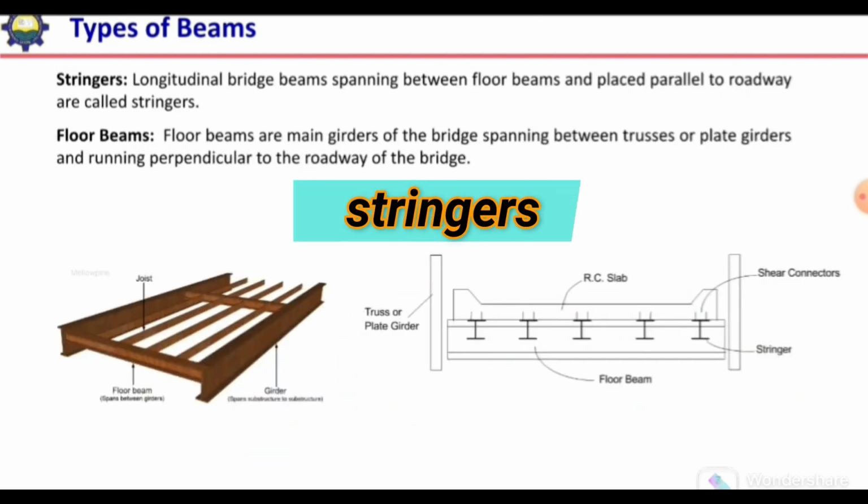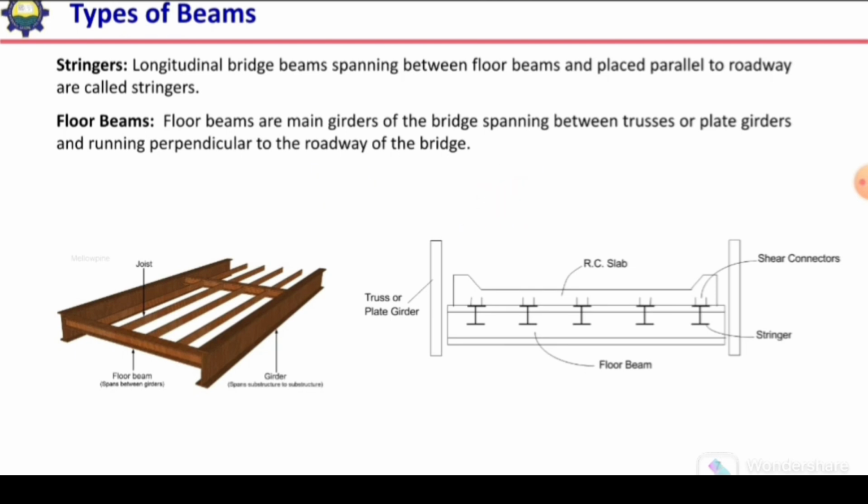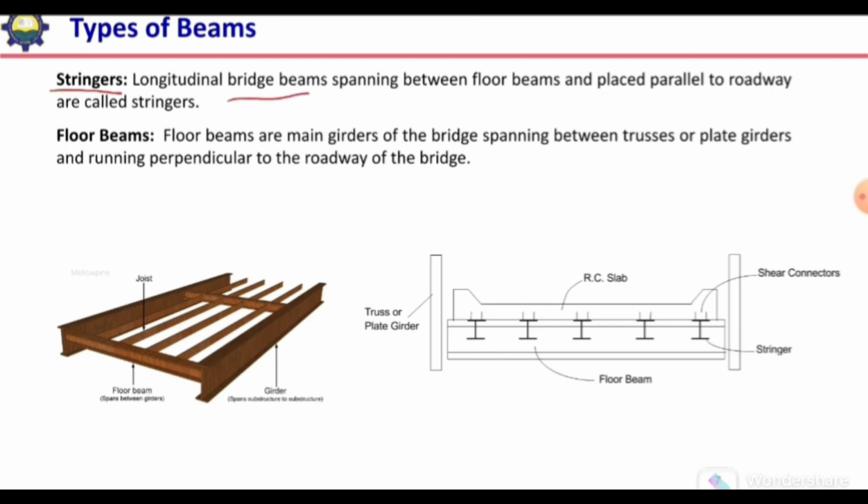Next is stringer. Stringers are comparable to joists. In case of bridges we term them stringers. Longitudinal bridge beams spanning between the floor beams, or secondary beams, and placed parallel to the roadway are called stringers. In case of a bridge structure, the primary beam will be termed a girder, the secondary beam will be termed a floor beam, and the joist will be termed a stringer. They will run along the center line of the road.